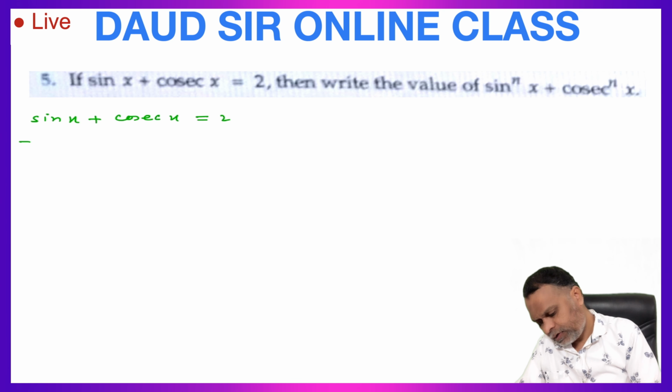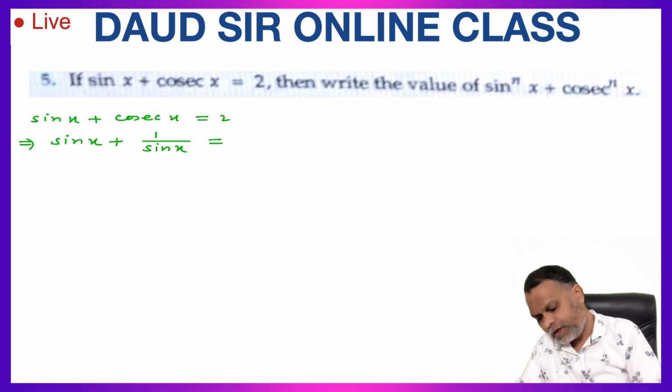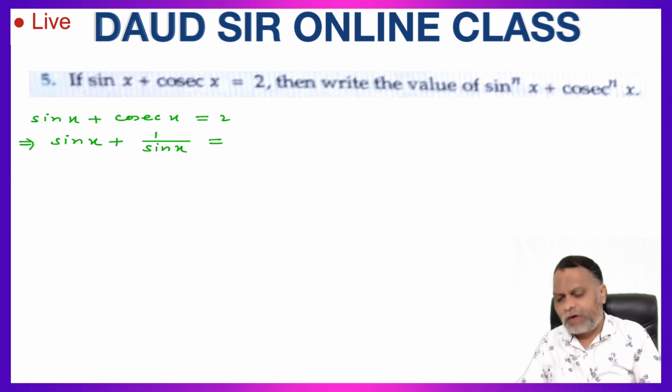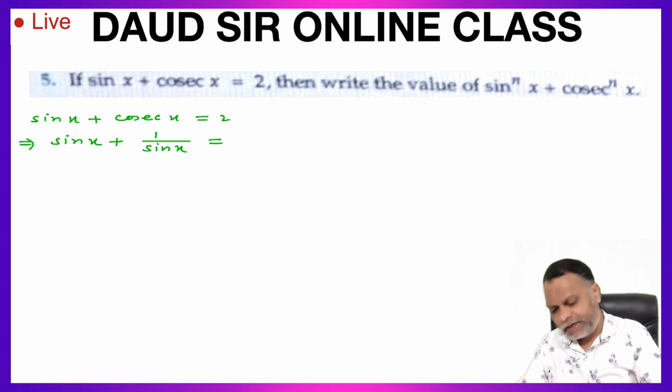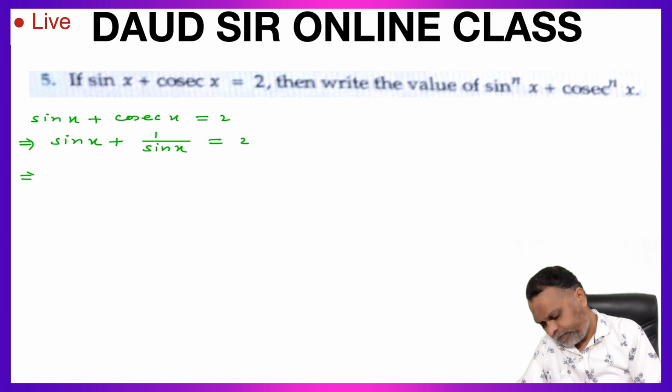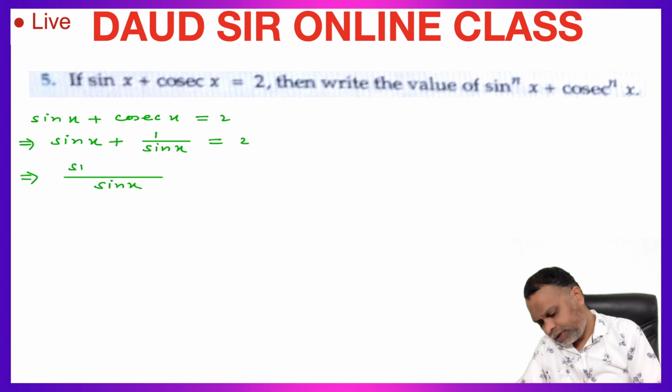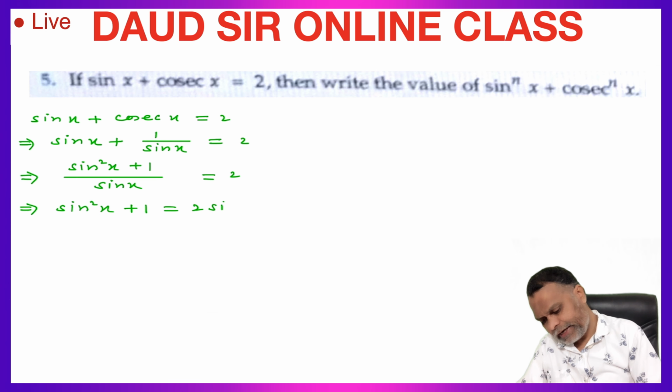So sin x plus cosec x is equal to 2. Just convert this cosec x into sin. So cosec x can be written as 1 upon sin x. The reason is that cosec x is the reciprocal of sin x and sin x is the reciprocal of cosec x. Take LCM here, sin x. So sin square x plus 1 is equal to 2. Cross multiply this sin x to the right side, which implies sin square x plus 1 is equal to 2 sin x.